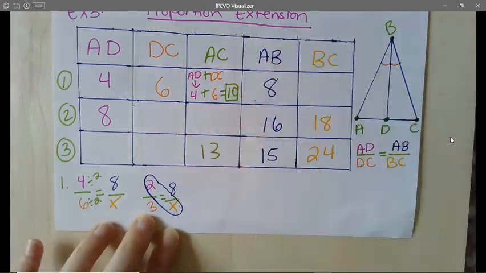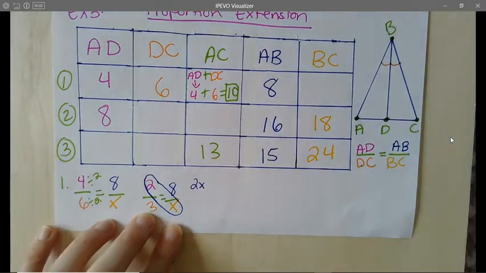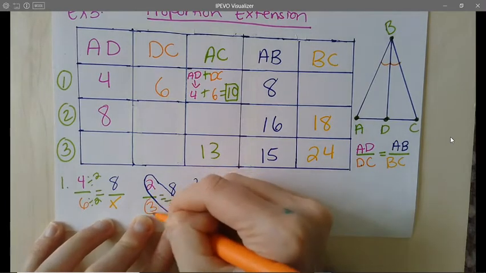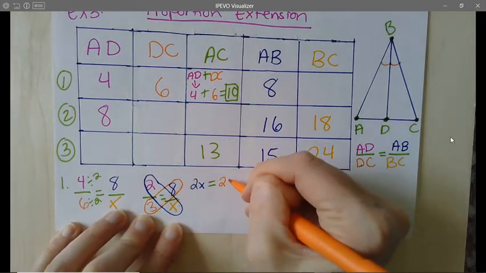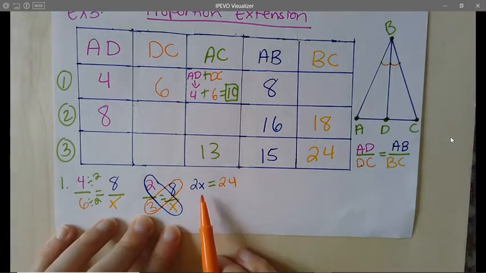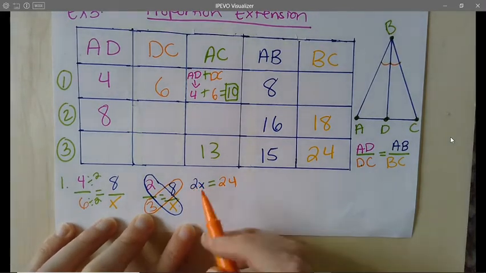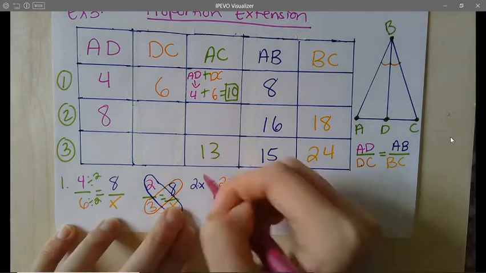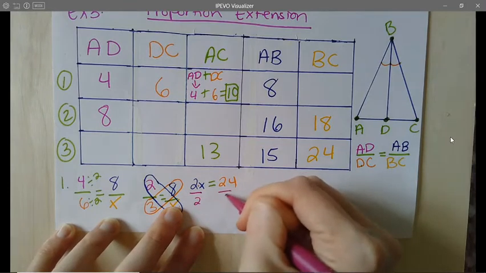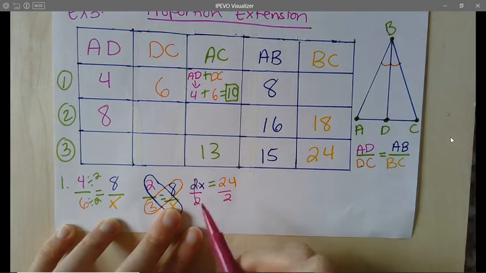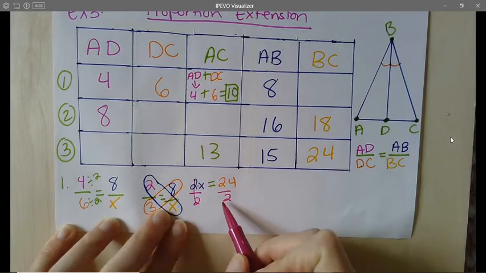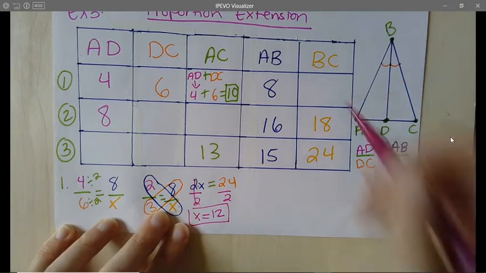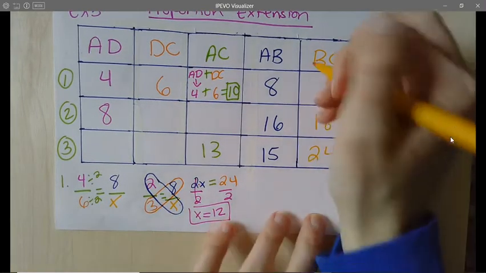2 times x is 2x, and that will equal the other way. So the other way, 3 times 8 is 24. And now I just solve for x. So the 2 and the x are secretly multiplying together. Okay, and the way that you move the 2 over would be the opposite of multiplication, which is division. So 2 divided by 2 cancels and turns to 1. 24 divided by 2 is 12. So I know my missing side is 12, which in this case my missing side is BC. So this would be 12.